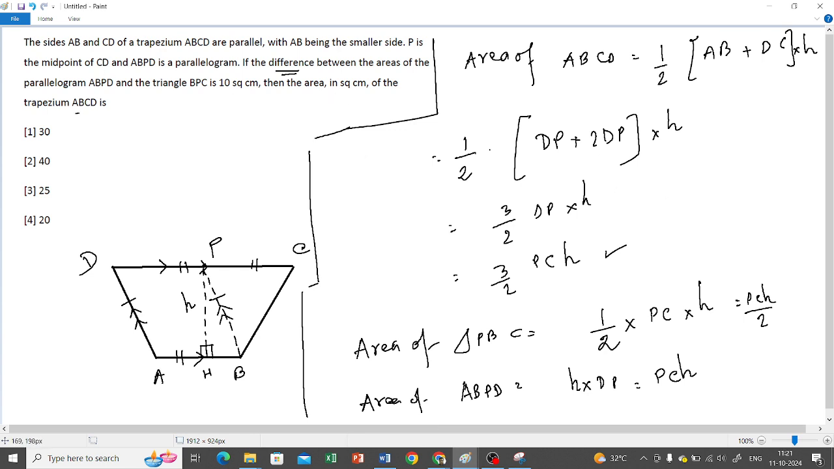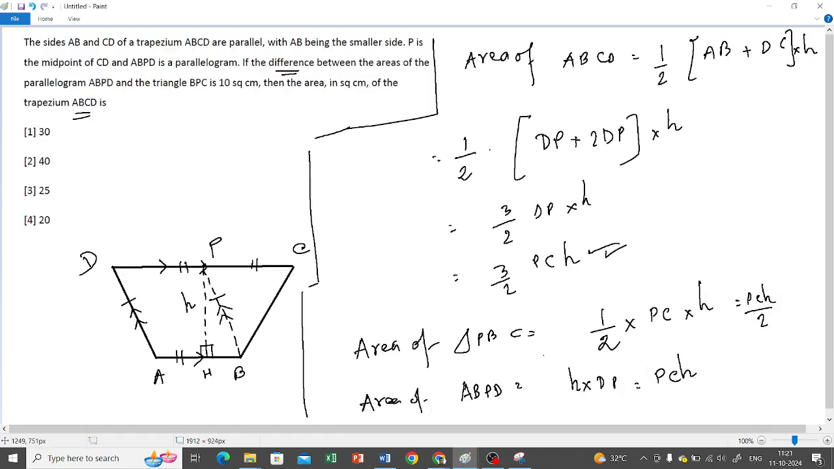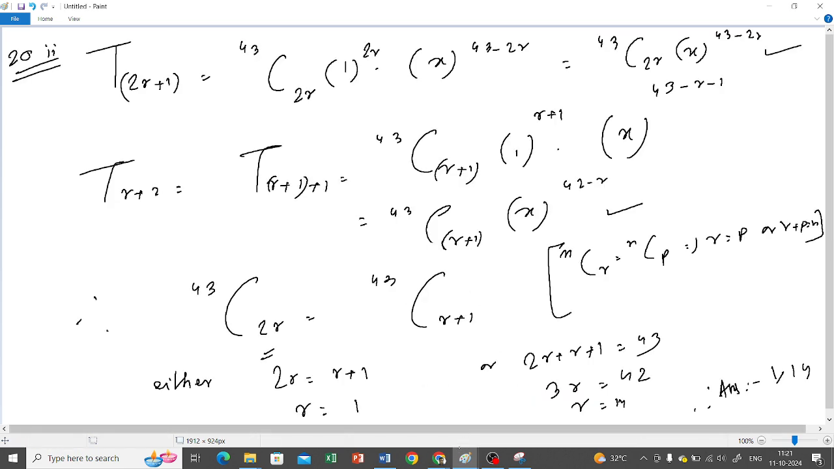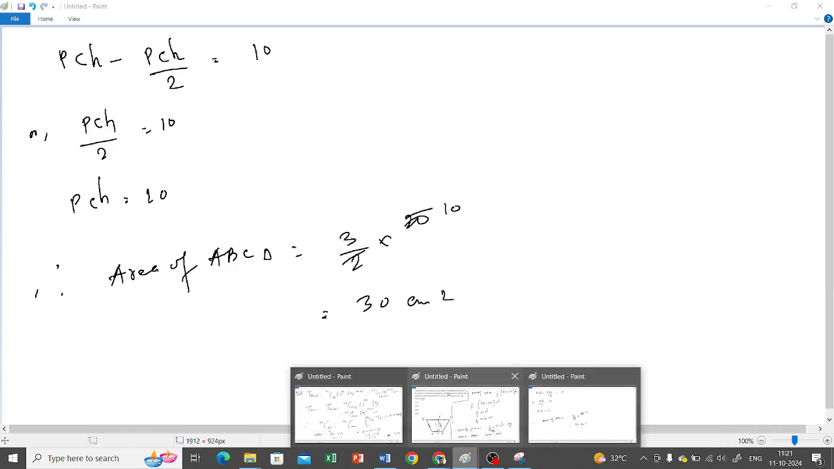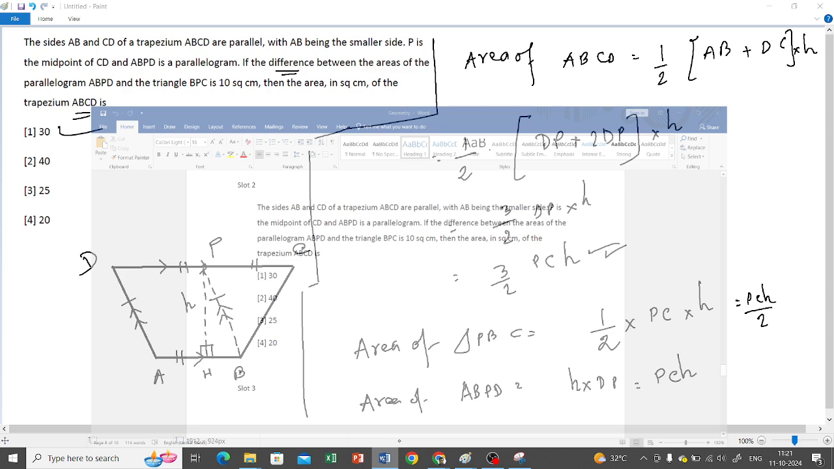Now the area of trapezium ABCD. So area of ABCD is going to be what? 3 by 2 into PCH, 3 by 2 into 20, that is 30 centimeter square. Did you understand? Yes, sir. The answer is 30. So easy.